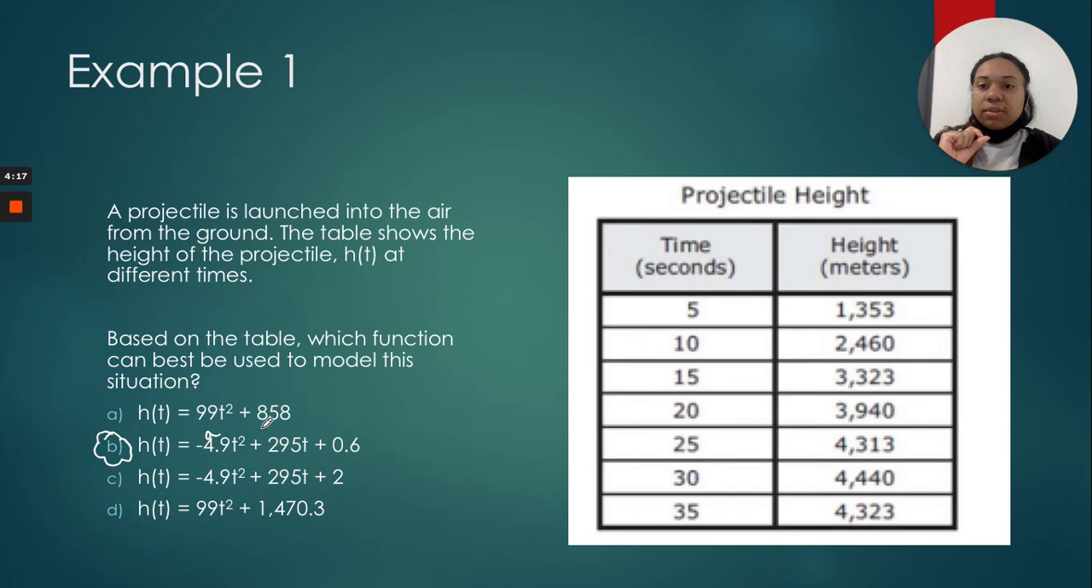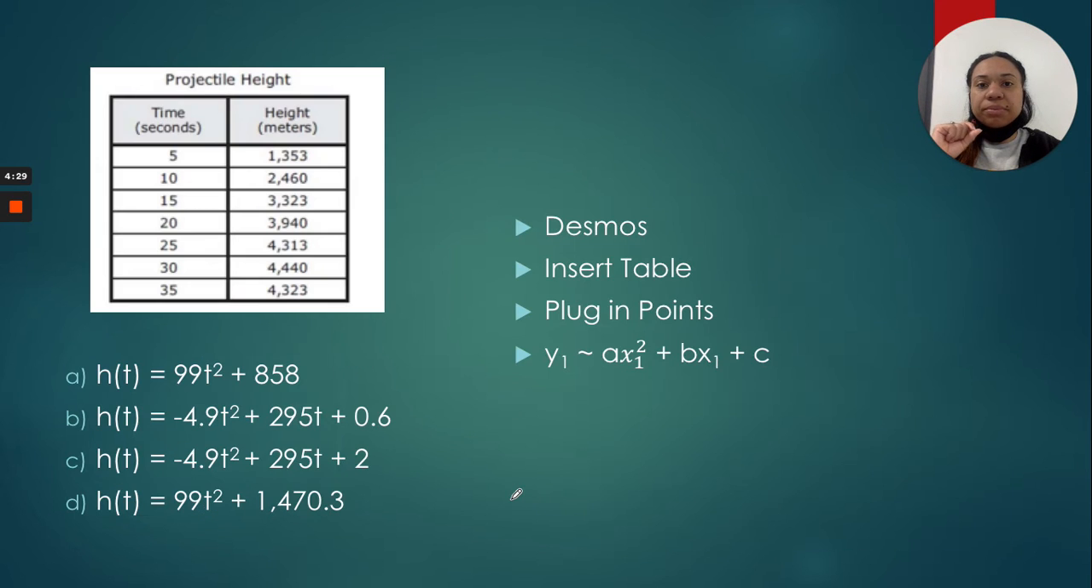This is our a, this is our b, and this is our c. And that's in the equation y equals ax squared plus bx plus c. So this is our standard form quadratic. Let's look at another example.